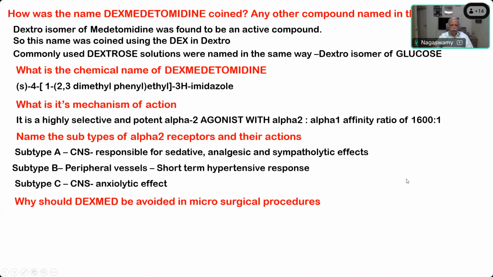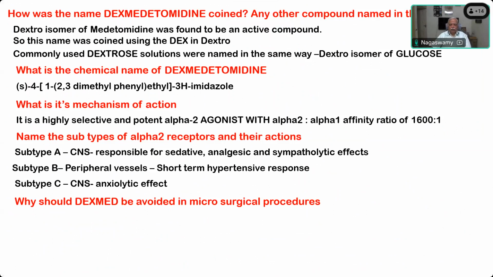Why should dexmed be avoided in microsurgical procedures? Due to bradycardia. Bradycardia can be connected with hypotension and anastomosis is difficult to maintain. What is its effect? Microcirculation is affected. How? See, in microsurgery, what you do? You dissect out the tissue along with the blood vessel from one area, cut off the vessels, and then re-anastomose it to another vessel in the distal area, isn't it?